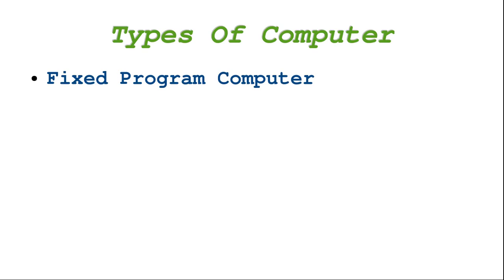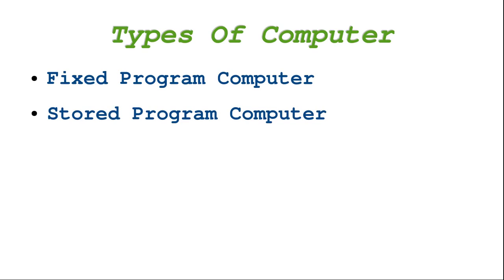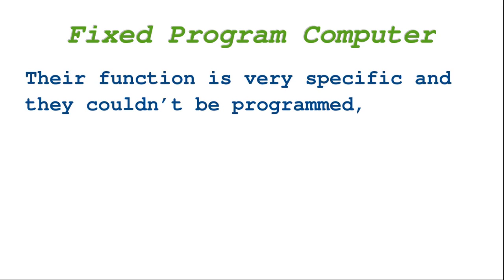Historically, there are two types of computers. First one is fixed program computer and second one is stored program computers. Let's move forward and understand what they are. Fixed program computers: their function is very specific and they couldn't be programmed. An example of this is calculators.